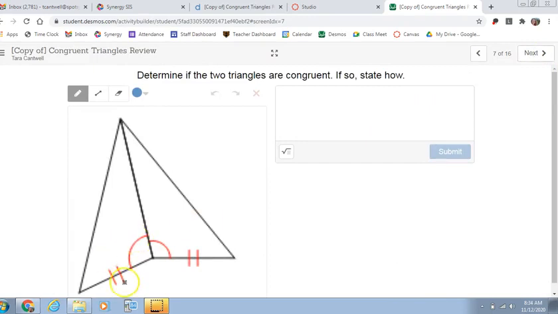Next, on number 7, we have a side and an angle, congruent to a side and an angle. These triangles are adjacent to each other. They are attached to each other. So this side right here that is in both triangles is equal to itself. And so now we have a side angle side congruence.